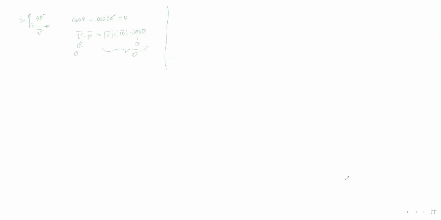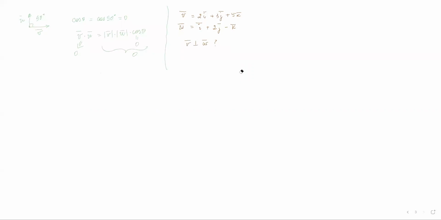For example, I'm going to consider a vector v, which is 2i plus 3j plus 5k. And I'm going to consider vector w, which is i plus 2j minus k. And I want to answer the question whether they are perpendicular or orthogonal. Are they?